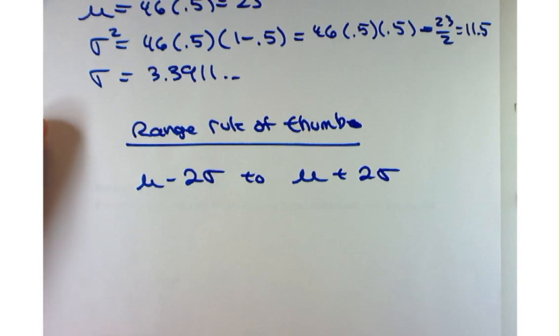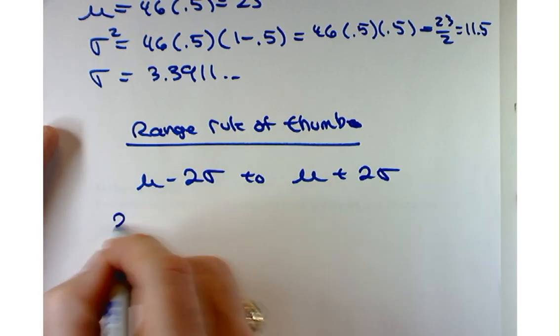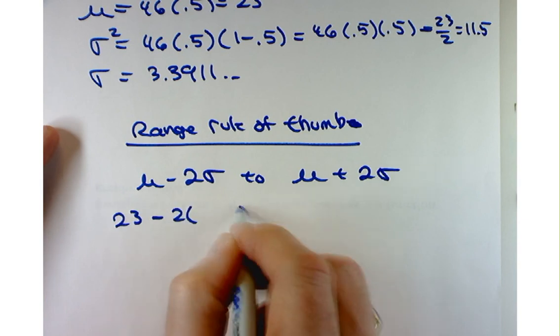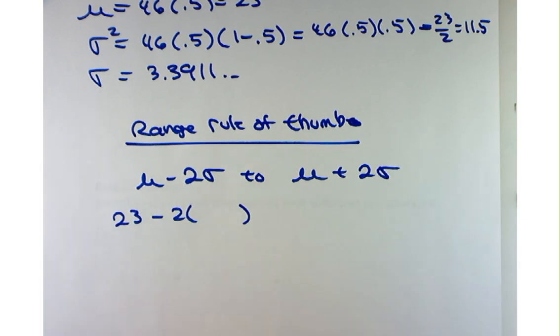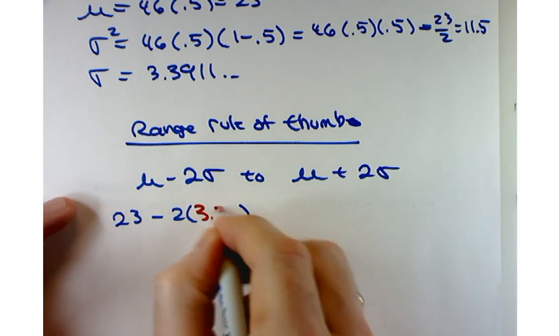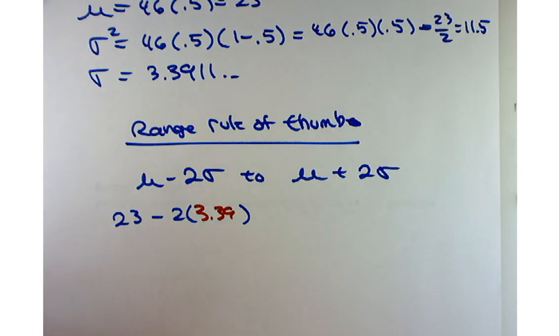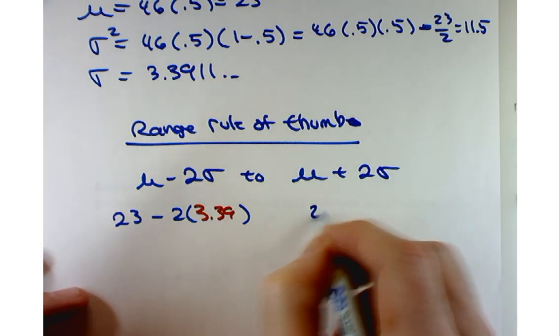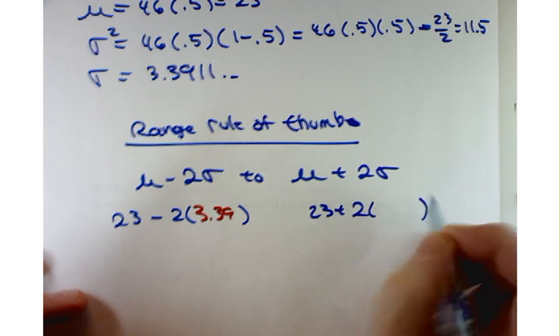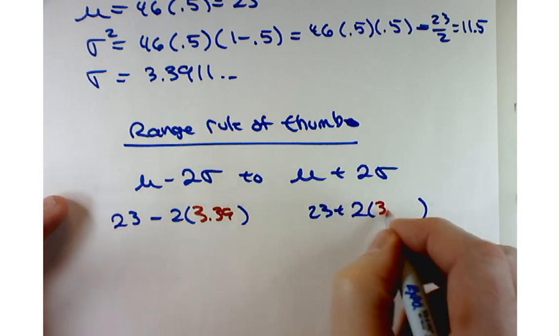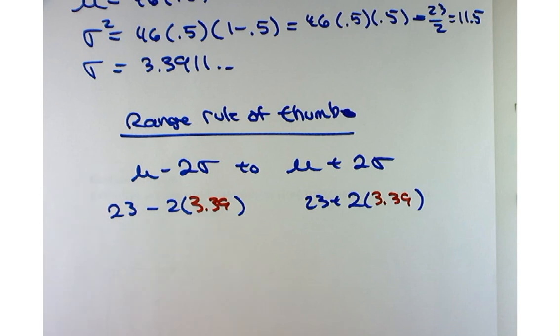So I know the mean is 23 minus 2 times the standard deviation. Standard deviation was 3.39. And then I want to do that on the other end of things. I want to go 23 plus 2 times 3.39. So Andrew, don't break out your calculator on this one. We're going to use Google Sheets to make our life a little bit simpler.